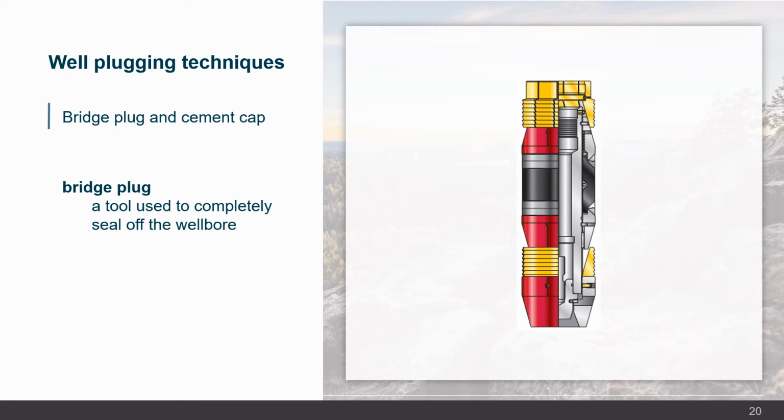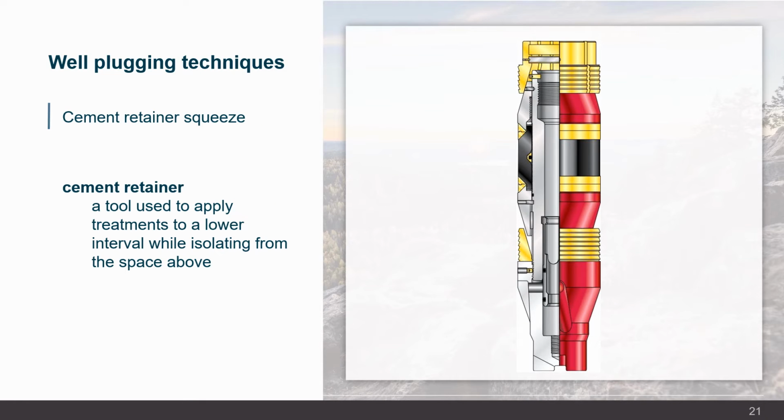Let's go back to the bridge plug for a moment. With a few small modifications, this tool can be transformed into something known as a retainer, which can be used for different types of zonal abandonment plugs and can also be used for wellbore remediation. A cement retainer is a tool used to apply treatments to a lower interval while isolating from the space above, and it does this thanks to a couple of key differences from a bridge plug.